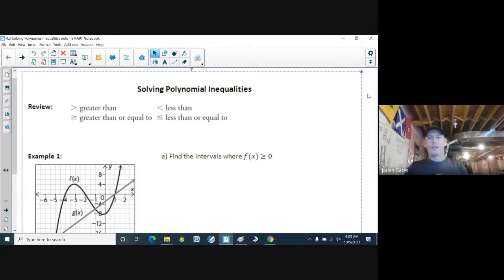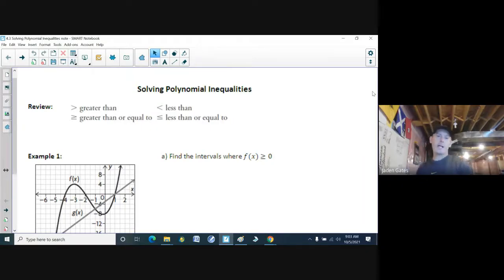There we go. All right, so last class we looked at solving linear inequalities. This time we're going to solve polynomial inequalities, and it's going to build off of the things that we've already been doing. In the first half of this unit, we looked at factoring polynomials. In this part of the unit, we've looked at solving polynomial equations. Now we're going to take it a step further. We're going to use all those steps to actually solve polynomial inequalities.